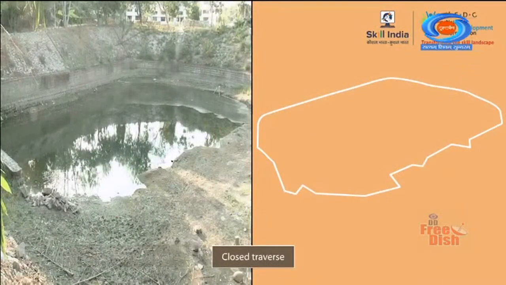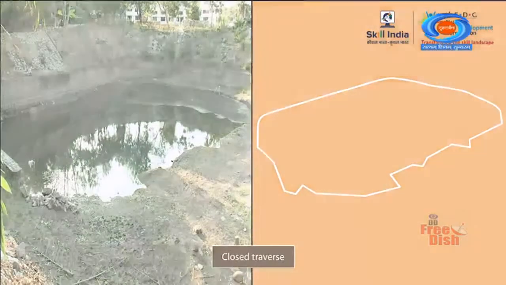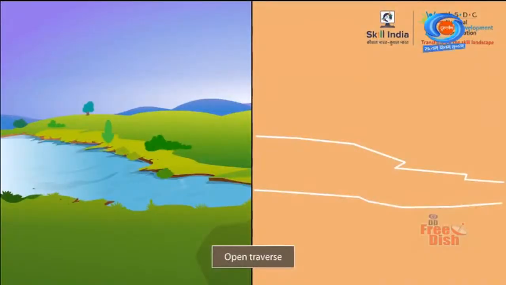When the connected survey lines form a loop or a polygon around the ground feature, as in the case of a lake, it is called a closed traverse. When the connected lines form an unjoined pair along the ground feature, as in the case of a river or a road, it is called an open traverse.